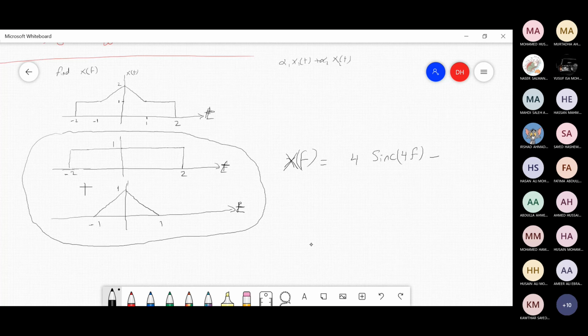Plus the Fourier transform for this one, which is sinc squared: 1 multiplied by f, and 1 multiplied by 1 is equal to 1.